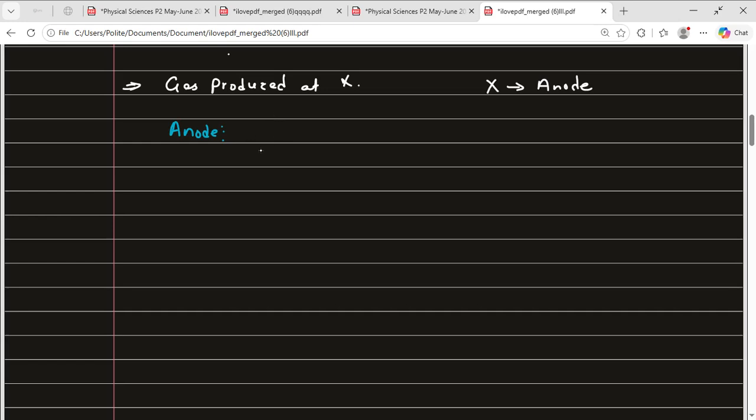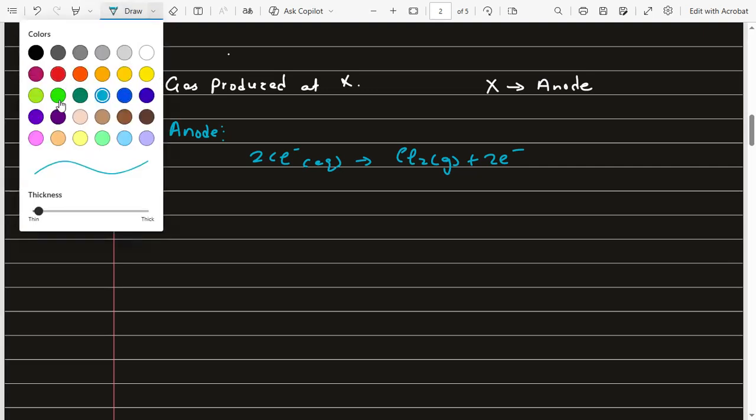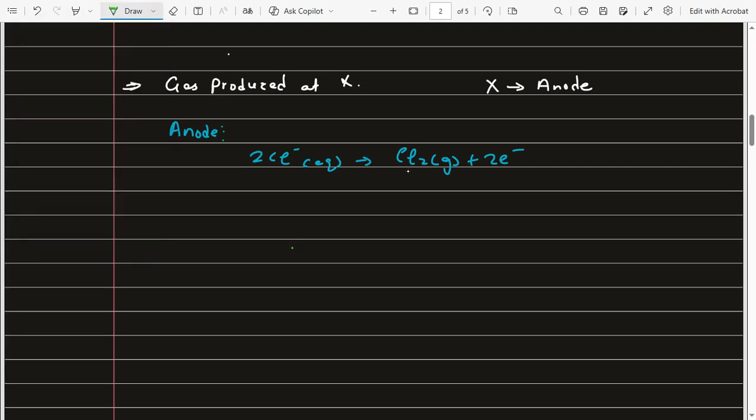So my reaction is 2Cl minus in aqueous solution. This gives us Cl2 in gas state, and then plus 2e. Right. Then, therefore, this tells you that the gas is chlorine. Look at this. The gas is chlorine. I think you understand how I got to that.